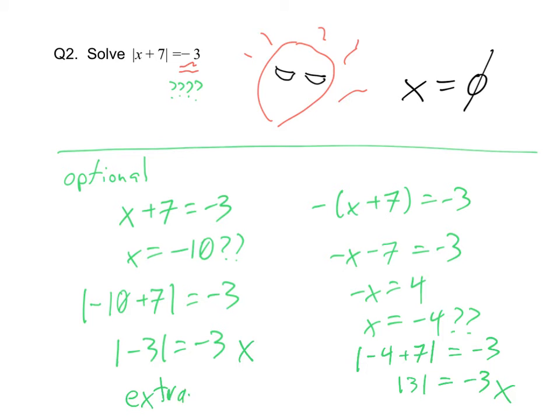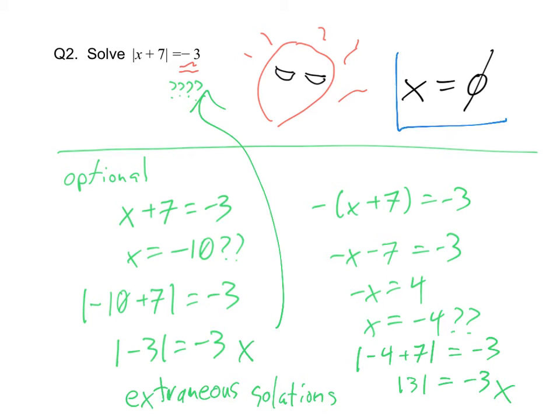These are extraneous solutions. That means they are solutions that came about in solving this problem, but they are not solutions to the original problem that we were given. Therefore, our answer is that x is an element of the empty set. All of the solutions that we found trying to solve this problem do not pass the check when we put them back into the original.